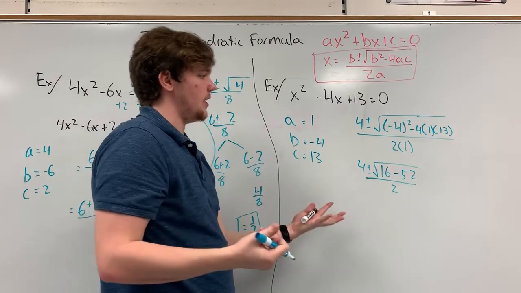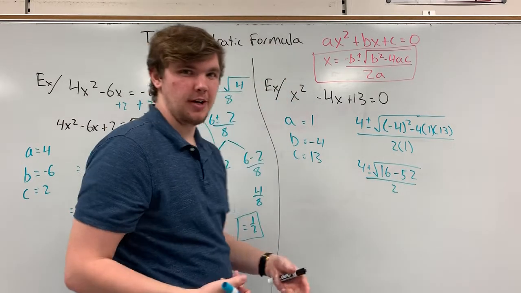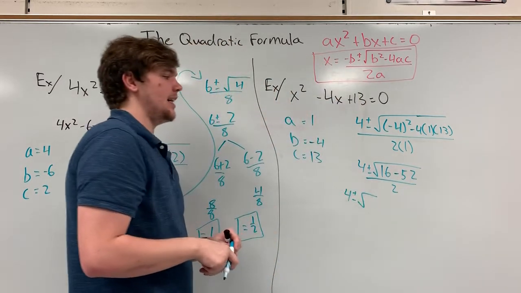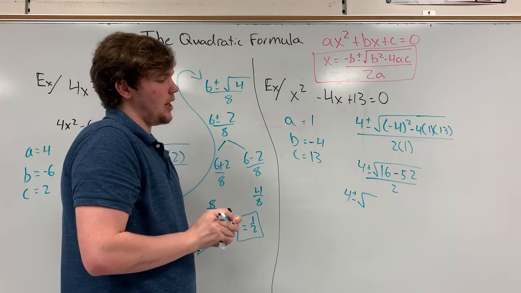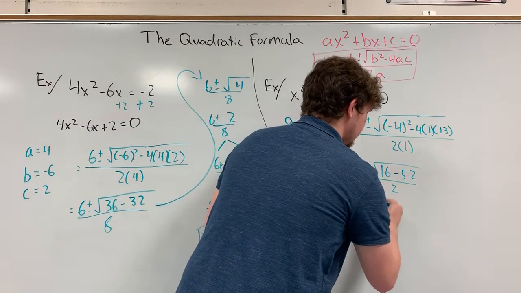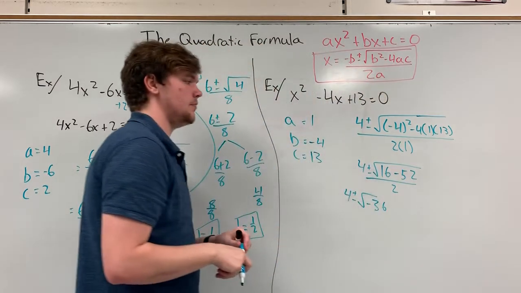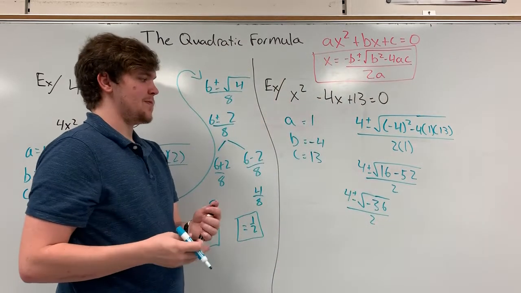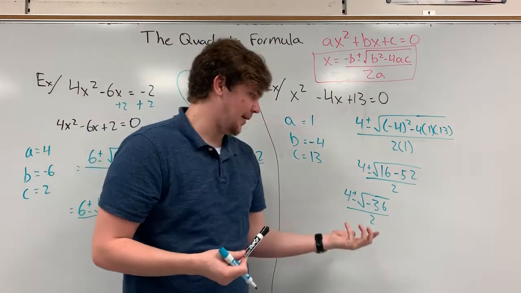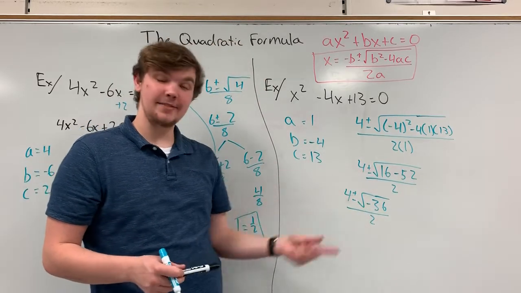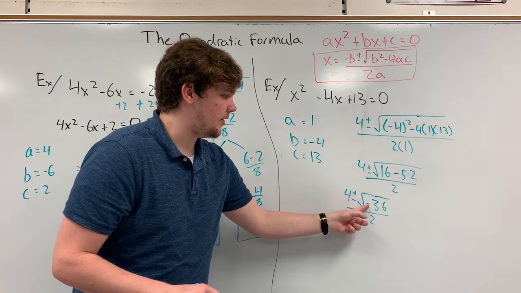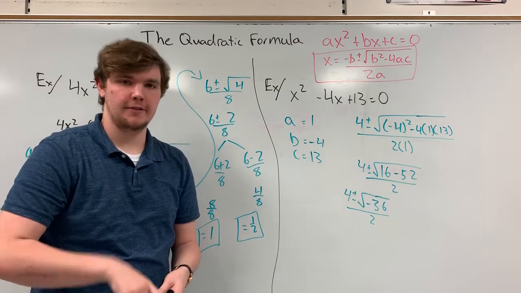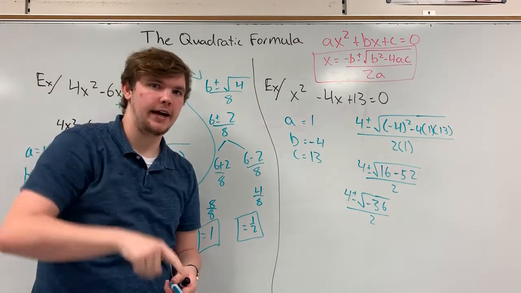All right, and we're almost done here. I have a 16 minus 52. Uh-oh, I think I see a negative. So 4 plus or minus the square root of 16 minus 52, I believe, is -36, and then that's all over 2. Now we're almost done here. The problem right now is that we have this negative on the inside, and that negative underneath the radical is a problem. Remember, if you're taking the square root of a negative number, the first thing you got to do is pop out the i, okay?